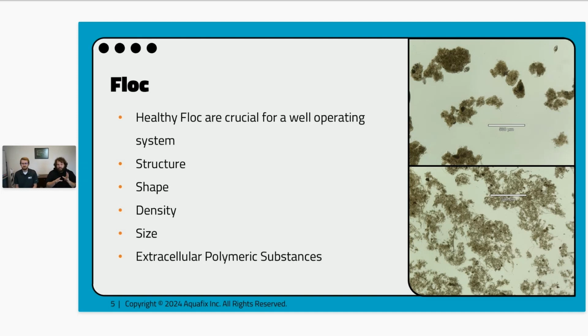We're also going to look at floc shape. And when I say shape, I don't mean, is it squares or triangles? I mean, what sort of edging do I have on my floc structures? Do I have a smooth floc edge? Do I have an irregular floc edge? Those are generally the two categories that I'm looking at.